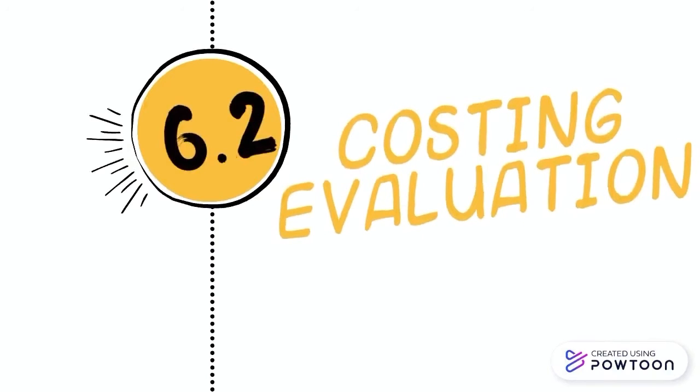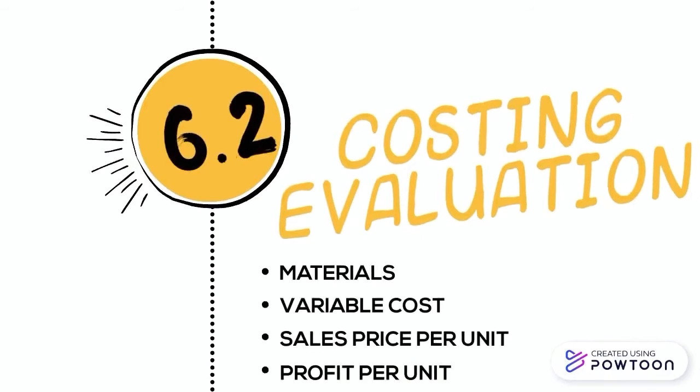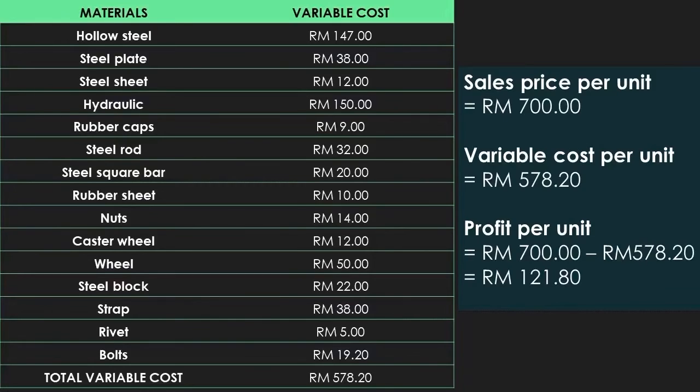As for costing evaluation, the total variable cost that we get is 578.20 ringgit, and the sales price per unit is 700. Since that, the profit per unit that we gain is 121.80 ringgit.